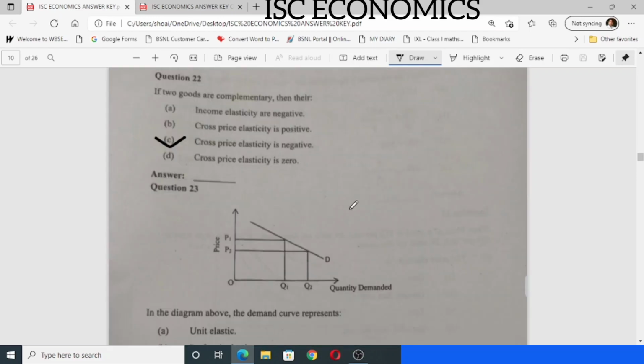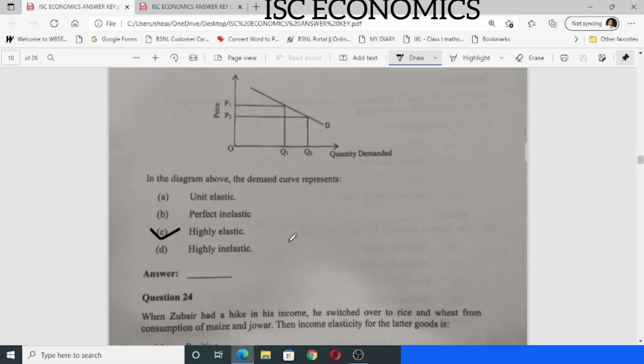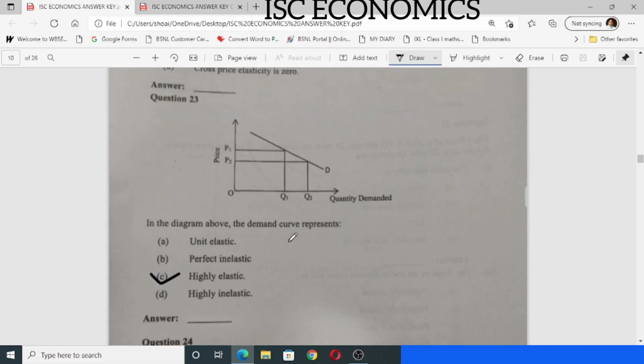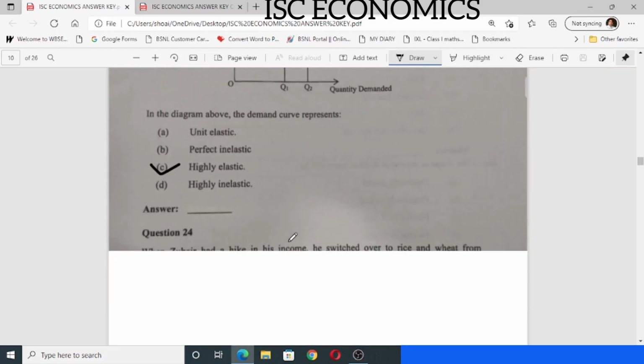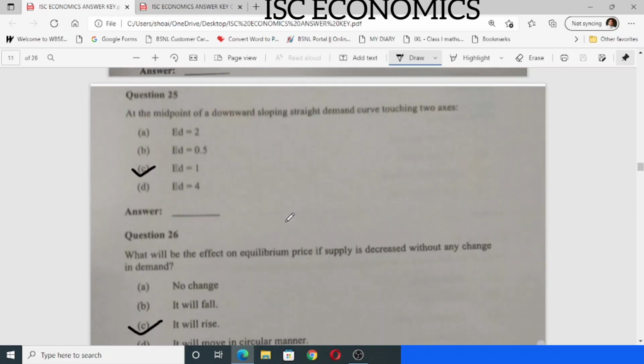Question number 22, if two goods are complementary, then the answer is C, cross price elasticity is negative. 23, C, highly elastic. 24, B, negative. Number 25. The paper is a little hazy, so I'm going to read it. At the midpoint of a downward sloping straight demand curve touching two axes, option C is correct, ED equal to 1.